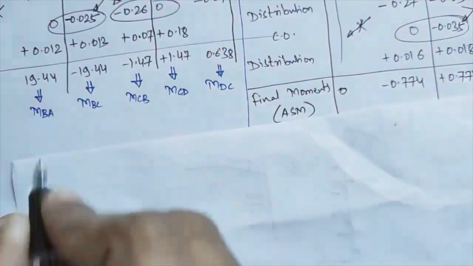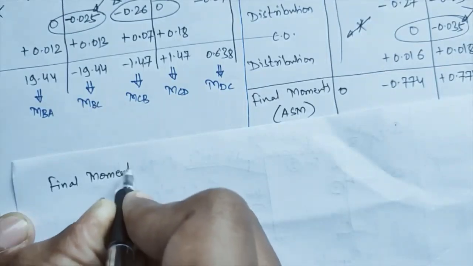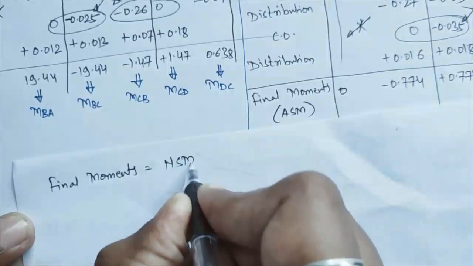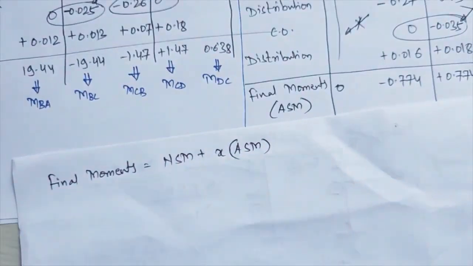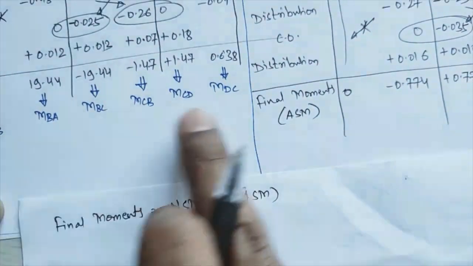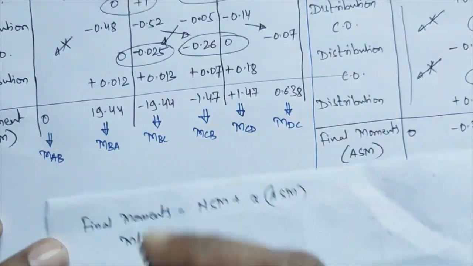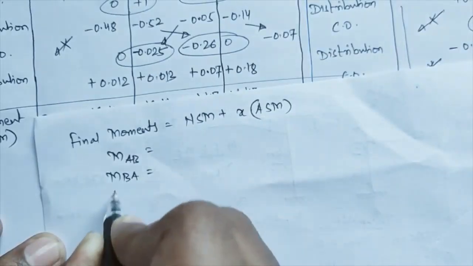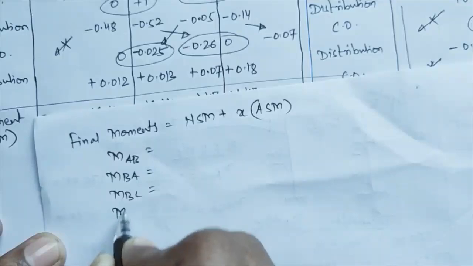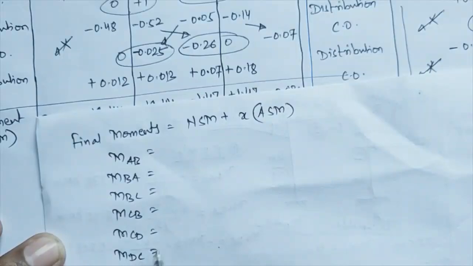Okay. So now one relation we have seen in our previous lecture over there, that is your final moments. Final moments is equal to non-sway moments plus x times of assumed sway or actual sway moments over there. Okay. So using this relation we will get relation for every member from these two tables over here. Okay. So we'll see that final moment, that is all members I'll write here, that is MAB, next is your MBA, BC, MCB, MCD, and last is your MDC over here.